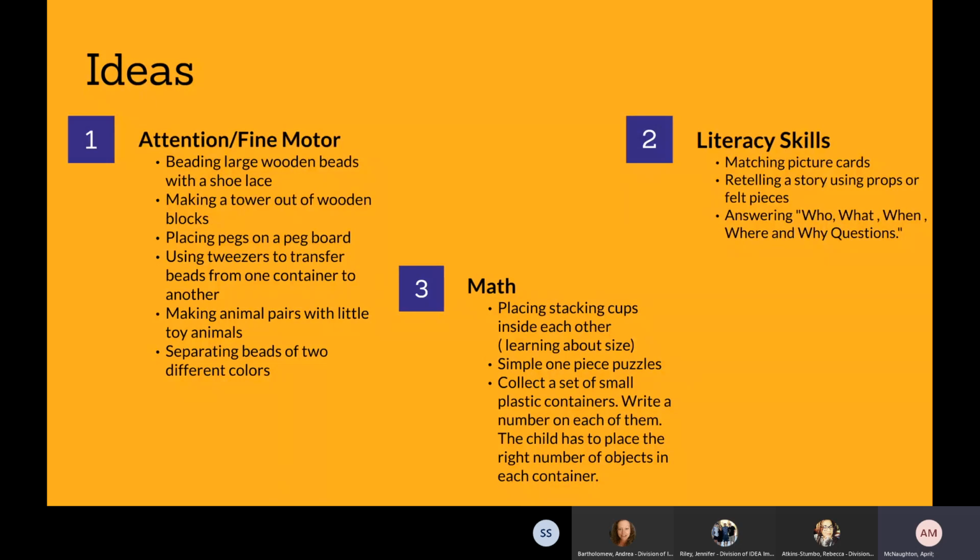Literacy skills: matching picture cards, retelling a story using props or felt pieces, and answering who, what, when, where, and why questions. Math: placing stacking cups inside each other, learning about size, simple one-piece puzzles, or collecting a set of small plastic containers and writing a number on them. The child has to place the right number of objects in each container. Remember, what we can do is only limited by our imagination or what we can find online.